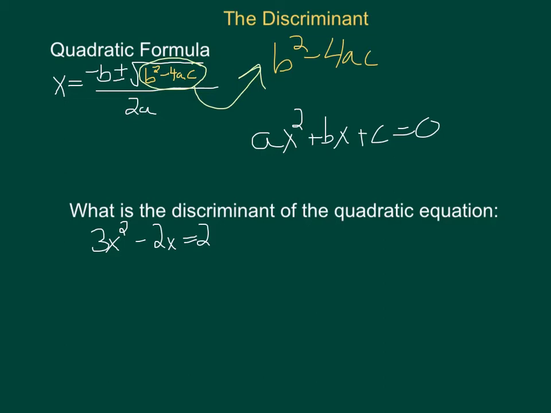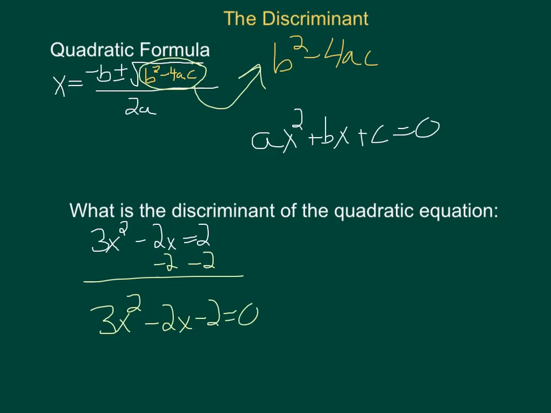So if we take a look at this practice problem at the bottom, it says, what is the discriminant of the quadratic equation 3x squared minus 2x equals 2? Well, first problem right off the bat is that it's not in standard form, so we'll subtract the 2 over to get this into our standard form. So we end up with 3x squared minus 2x minus 2 equals 0.